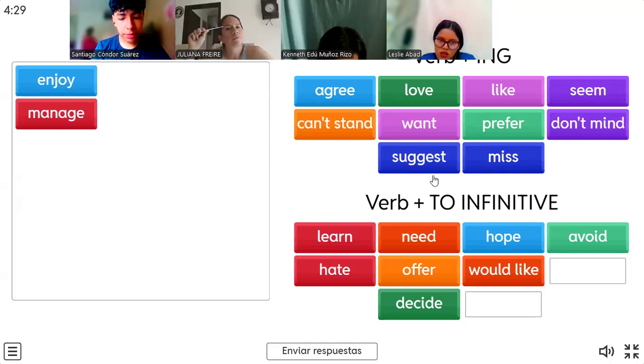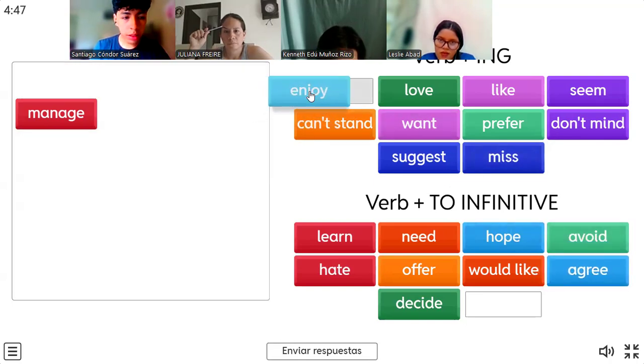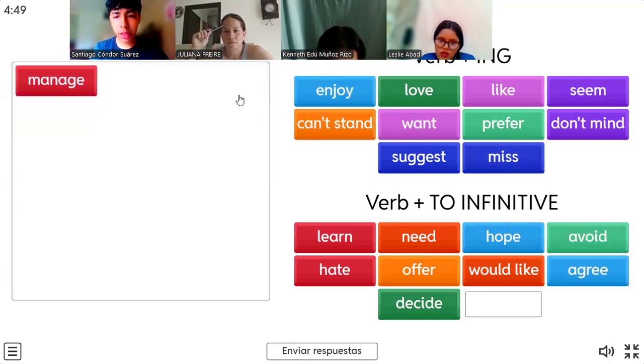It's full. Es que está mal, porque ya está lleno. ¿Cuál cambiamos, Juliana? De -ing, ¿cuál no va ahí? Agree. Hay unos cuantos impostores. Enjoy. Teacher, suggest by -ing. Ah, no, está bien. Which one, Santi? No, está bien, ya va. Kenneth, manage.